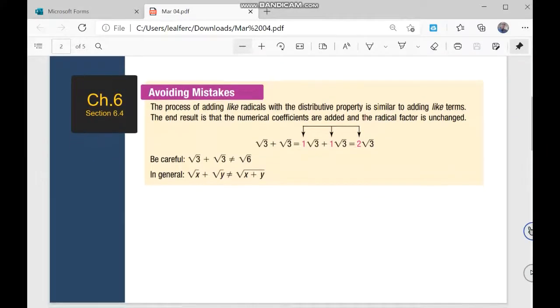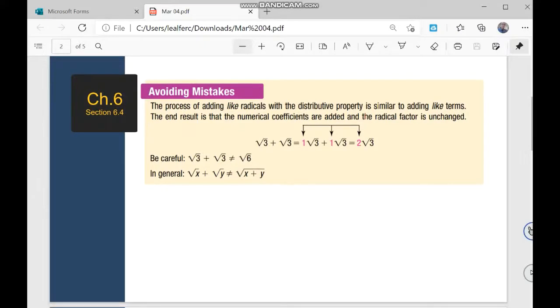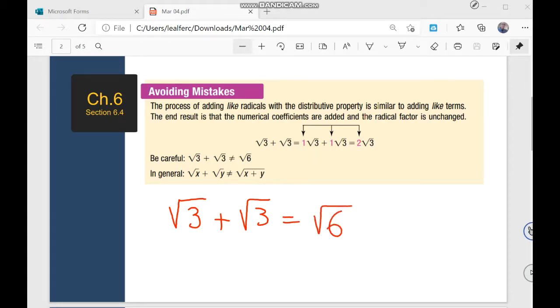Today we are still working on addition and subtraction of radicals, and avoiding a few silly, simple mistakes that sometimes students make, and we have to avoid. How to find square root of 3 plus square root of 3. Some students are working really fast, and then they look at the expression square root of 3 plus square root of 3, and they are going to write square root of 6.